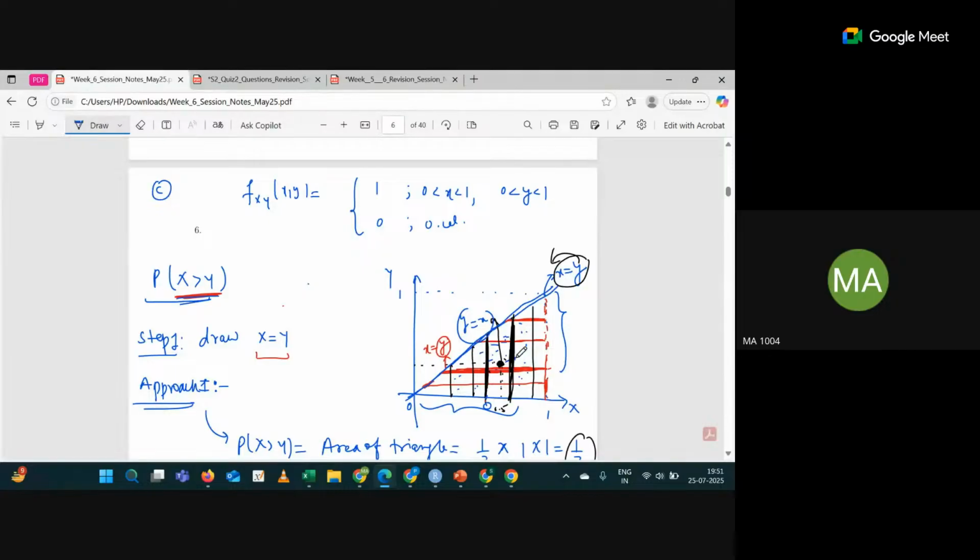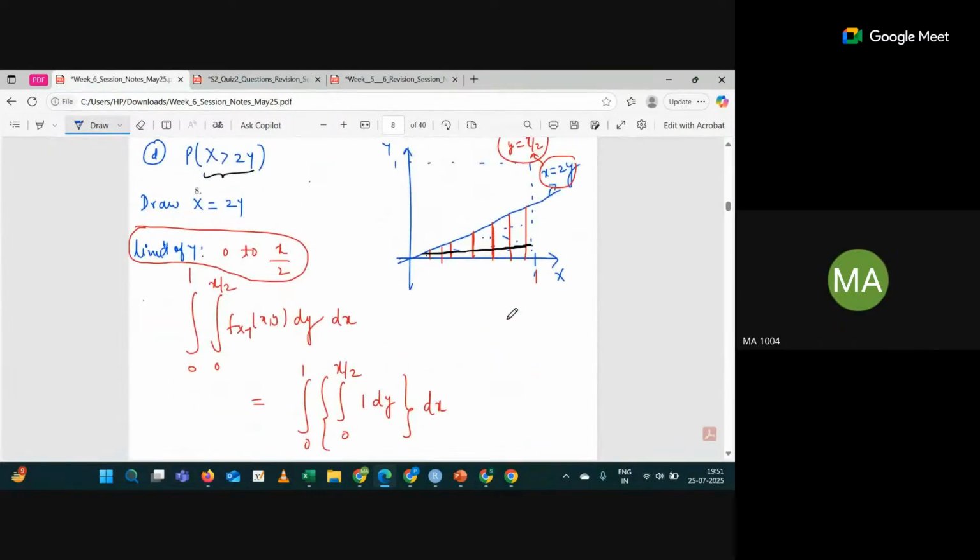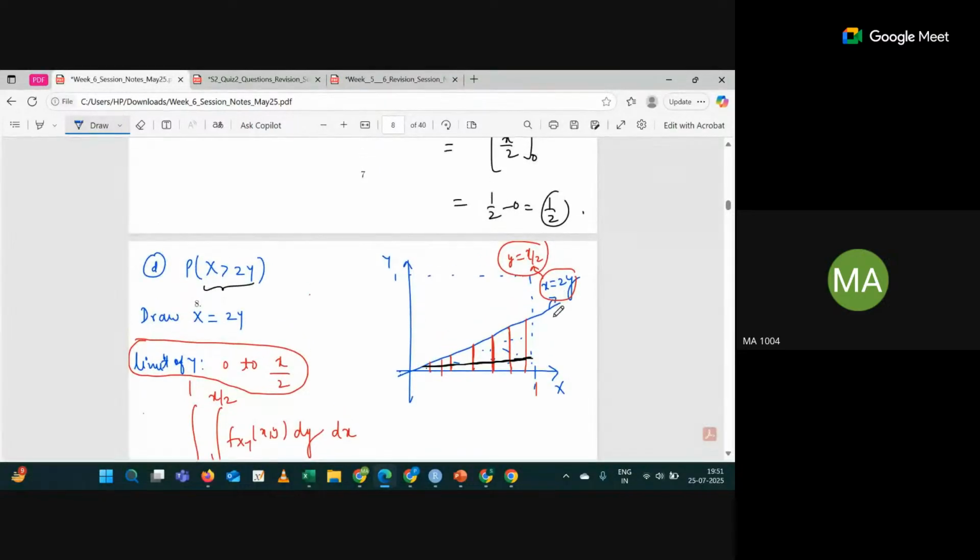If you want to calculate the limit of x, this red line is going from y to 1, because the upper limit is 1. Correct. Now, similarly, in this case, if you draw a parallel line with respect to the y-axis, this is going from 0 to what value? This line is x equal to 2y, so the limit of y will be x by 2.